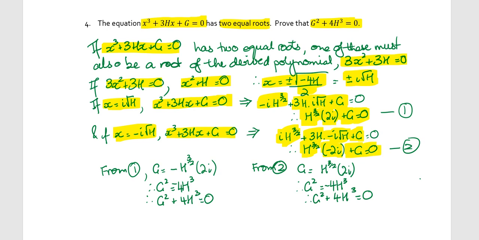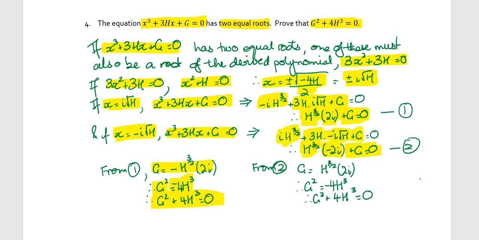Now, if we take each of these in turn, then from number 1, if we shuffle the h term over to the other side, we get this. Square both sides, so g squared, the minus squared becomes plus, the 2i all squared becomes minus 4, and h to the 3 on 2 squared becomes that. Then bring it back, and we've got this conclusion.